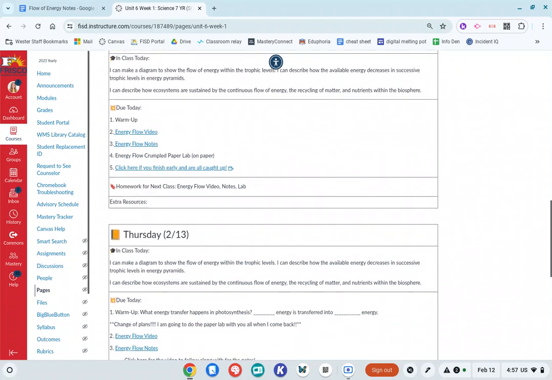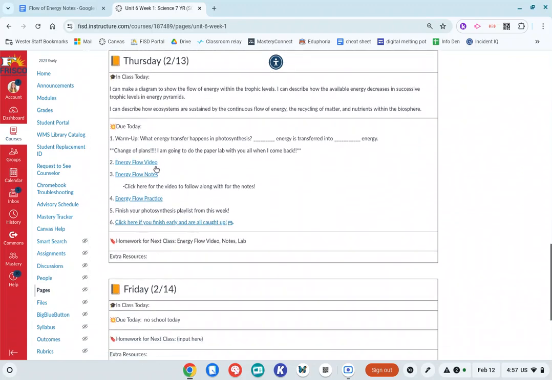If you scroll down, we're on Thursday. Thursday looks a little bit different than Wednesday because you guys don't have me in person, obviously. Click on the energy flow practice right here, and then you should be able to complete that independently. When we come back to school on Tuesday, we can go over the answers together and just make sure that we're all good with that.